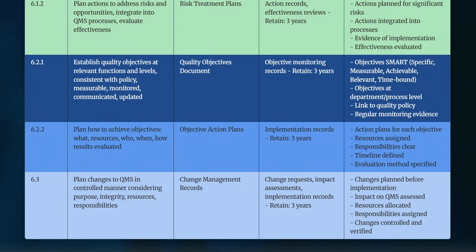For clause 6.2.2, it requires plans. It requires you to plan how to achieve objectives: what you need to achieve, the resources you need to achieve those objectives, who will achieve which objectives, when the objectives will be achieved, and how results are evaluated for objectives being achieved.